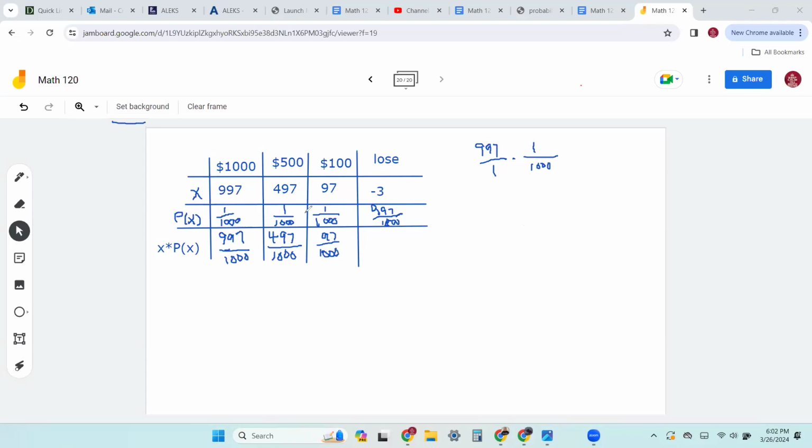So now, I'm going to do it over here on the side. -3, and that's over 1, since it's a whole number, times the 997 over 1,000. All right, so what is that? That's 997 times 3, 2,991. Let me double check.